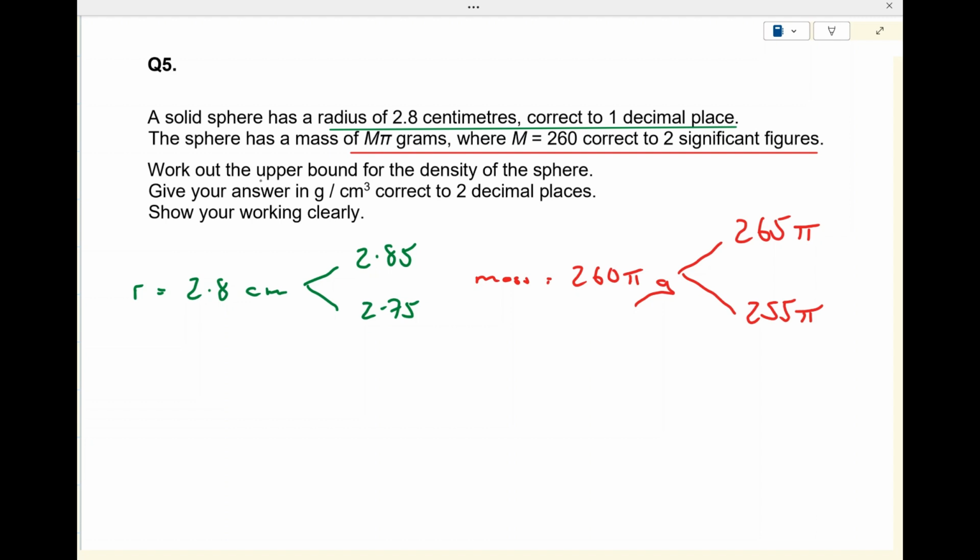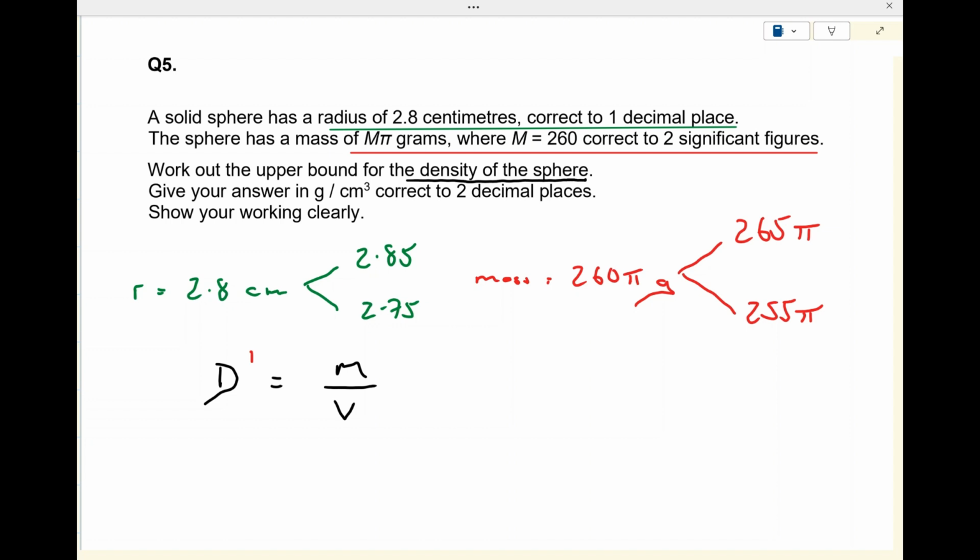Work out the upper bound for the density of the sphere. Right, we better get that formula, hadn't we? Now the density of a sphere, let's have a look. Here's my formula triangle for density. So density is mass divided by volume. So let's write that, shall we? Density equals mass divided by volume. Okay, work out the upper bound for the density of the sphere.